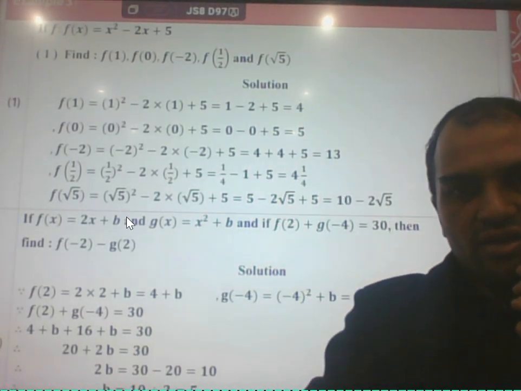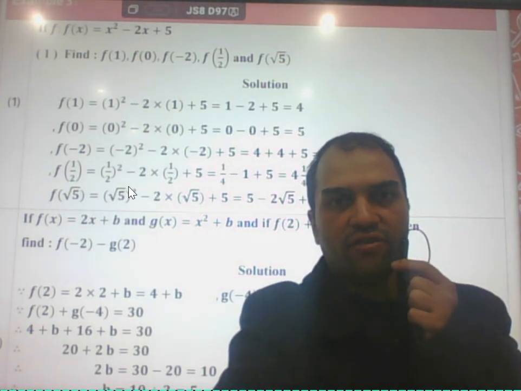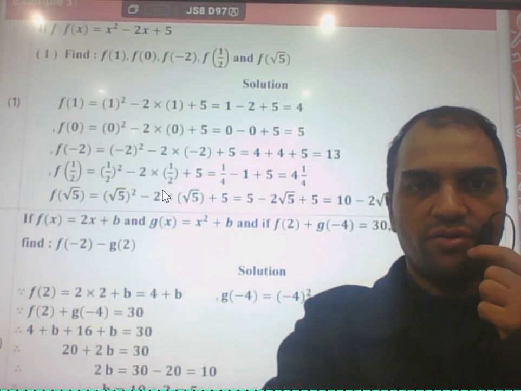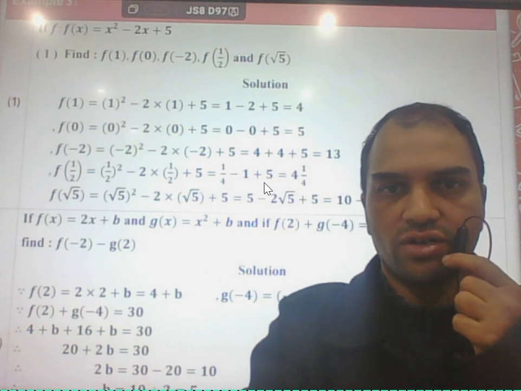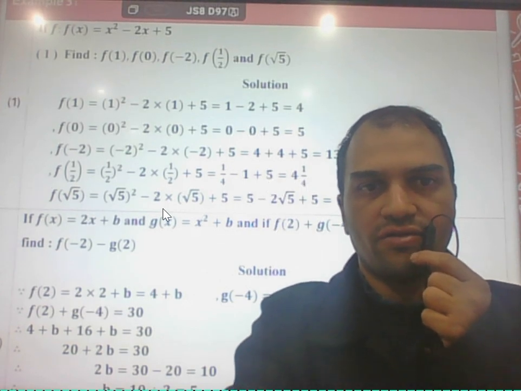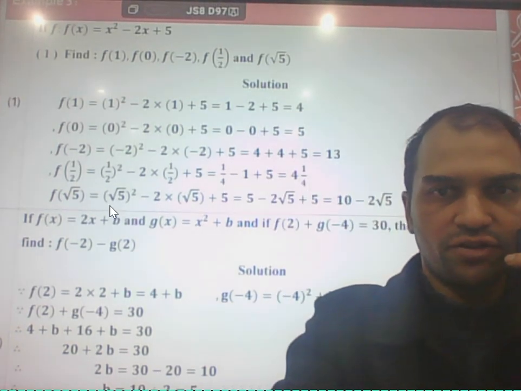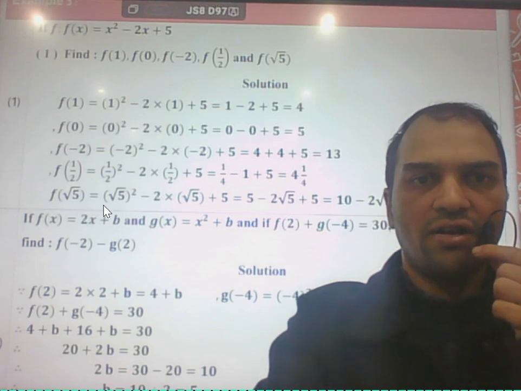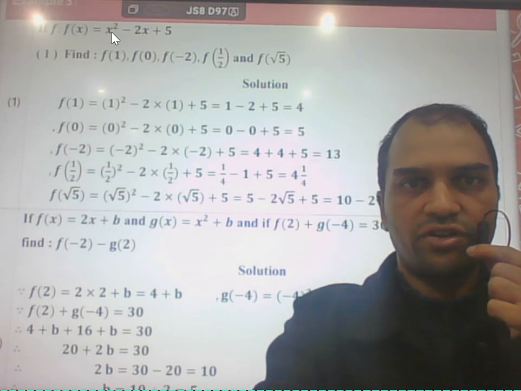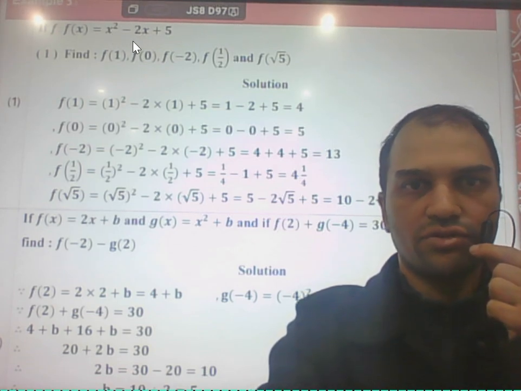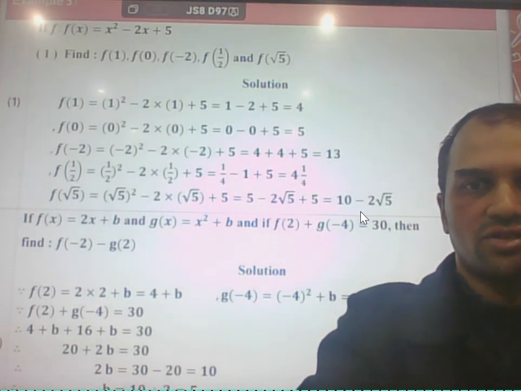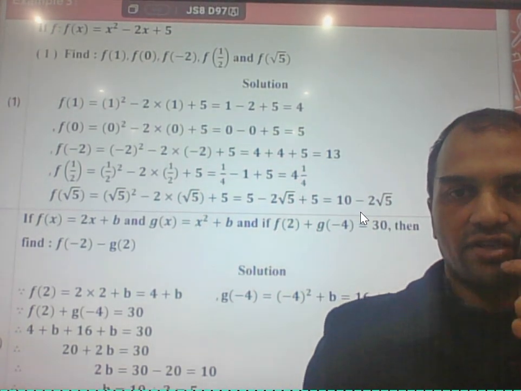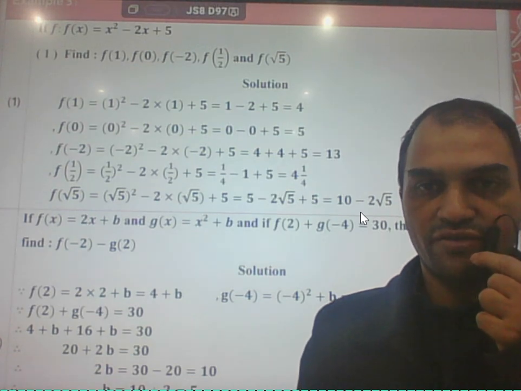Like this. We have f of half: half power 2 subtracted by 2 times half plus 5 equals 4 plus 1 plus 5 equals 4 and 4. And last one here, the function of root 5. Put here the function root 5. Okay, root 5 power 2 subtract 2 times root 5 plus 5. In the answer in the simplest form, it will be 10 subtracted by 2 root 5. It's the simplest form of this function.